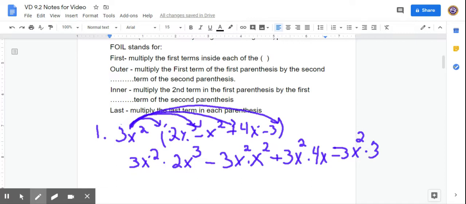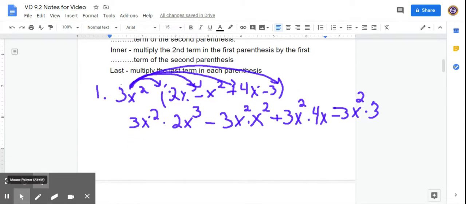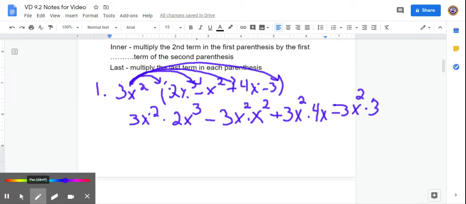So you're distributing. We all know how to distribute. You take what's on the outside of the parentheses, multiply it by each term that's on the inside of the parentheses. So now what we have to do is simplify this. Now we're using the laws of exponents that we just learned in chapter 8. So 3 times 2, we multiply our coefficients, we keep the base, and we add the exponents.